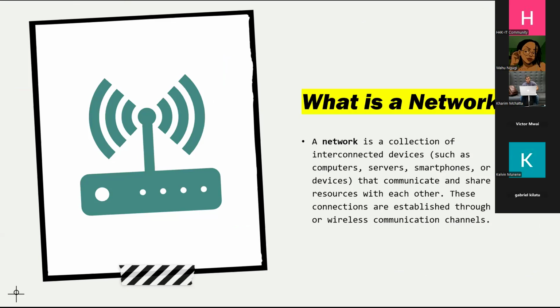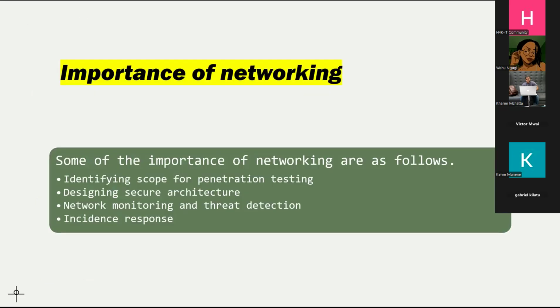Okay, so what's a network? You can say a network is just a collection of interconnected devices. Think of it in layman's language like a community. Each person in the community is like an endpoint. Let's say me, Victor Mwai, I'm a laptop, Karim is maybe a desktop computer, and then we have a router, etc. So a network is just a collection of interconnected devices that communicate and share resources, just as I have defined here in the slide. And then some importance of networking.